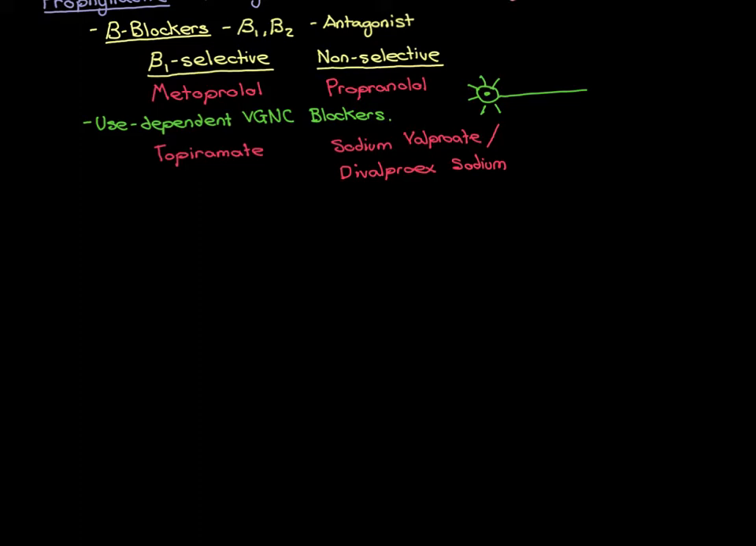So if a neuron is being stimulated to fire action potentials too frequently, that neuron will be silenced completely in the presence of a use-dependent voltage-gated sodium channel blocker and will not be able to fire any action potentials at all. Whereas other neurons that are firing action potentials at a perfectly reasonable rate are not going to have any of their action potentials blocked. So it just will block neurons that are trying to fire action potentials too frequently.